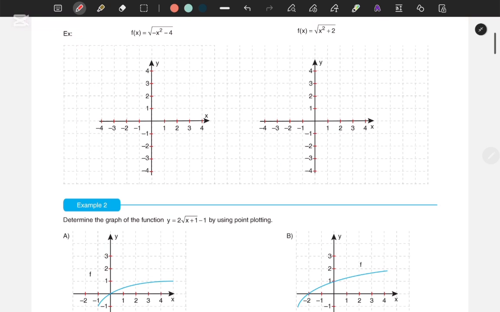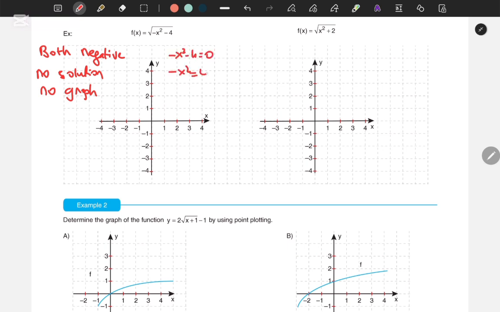And I'm scrolling down. If you look at here, if both are negative, it means that no solution and no graph. How do I know that? Negative x squared minus 4 equal to 0. Negative x squared equal to 4. X squared is equal to negative 4. Guys, second power cannot be negative. It will be wrong, no solution. So that's why there is no graph.